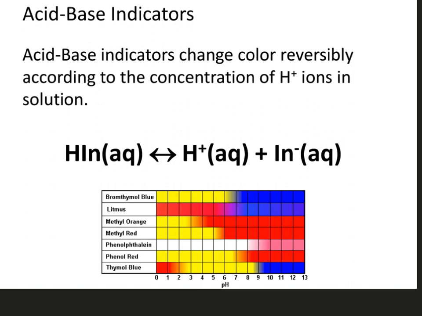Sometimes we may need to use a combination of indicators to really narrow in on the pH. Let's say, for example, we use a methyl red indicator and it turns yellow, but then we use a methyl orange indicator and it turns red. Well, essentially we've identified that pH is somewhere between 4 and 5. So we kind of combine indicators to get a little bit more precise in our pH indicatoring, like being able to indicate.